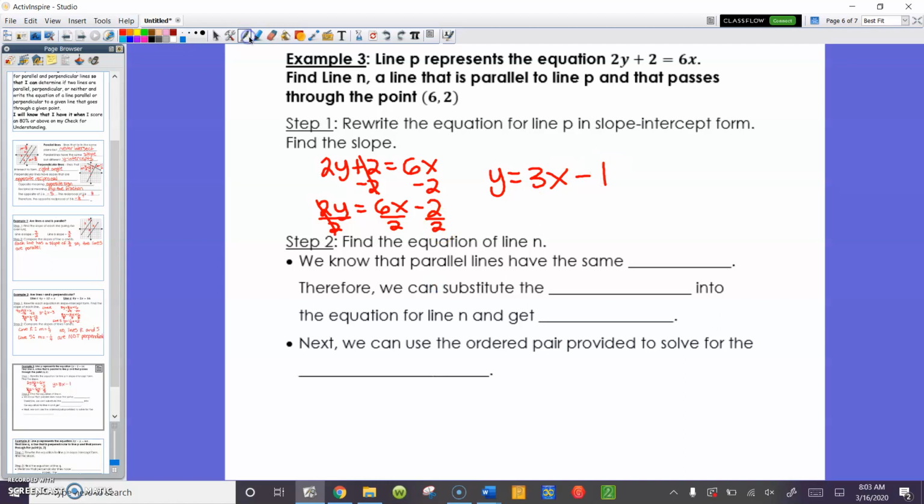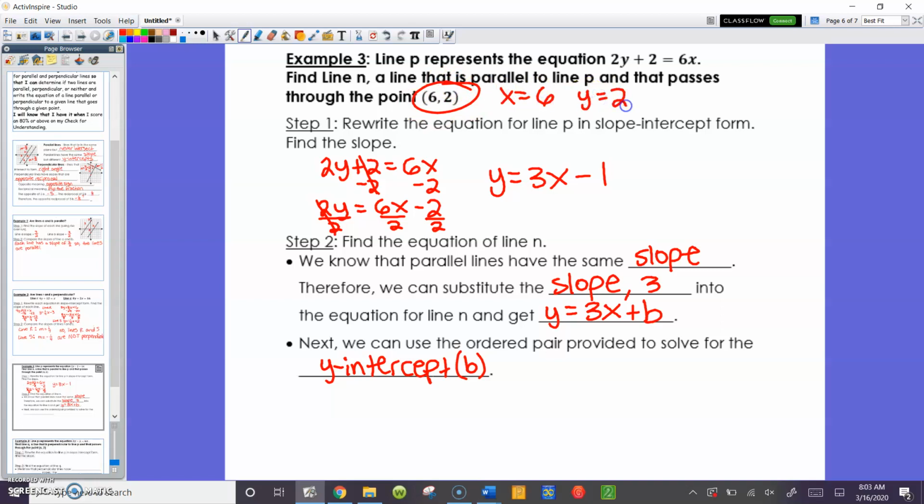So here's the equation that we are working with. To find the equation of line N, we know that parallel lines have the same slope. Therefore, we can substitute the slope 3 into the equation for line N and get y equals 3x plus b, okay? Because at this point, all we know is the slope, which is 3. Next, we'll use the ordered pair given to solve for the y-intercept, which is, of course, b. So let's go ahead and do that. So looking at our ordered pair, we know that the 6 is our x and the 2 is our y. So let's substitute that into this equation.